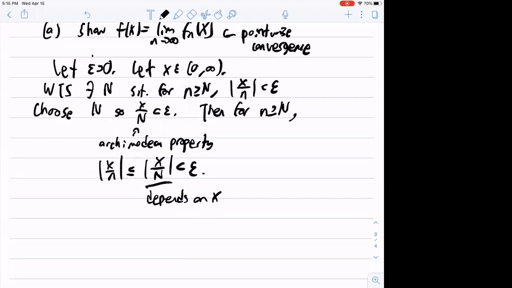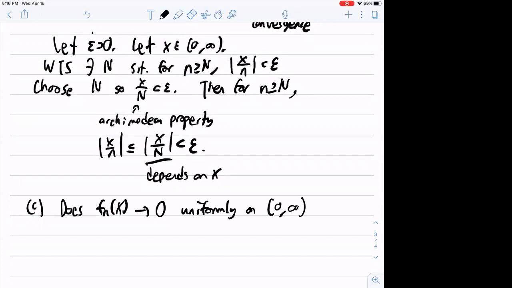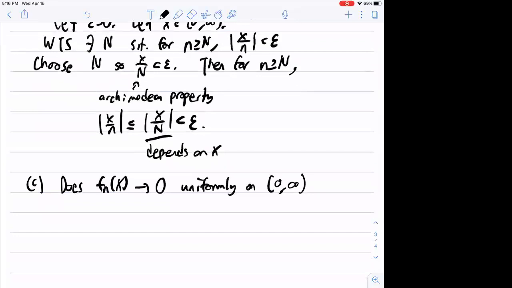Okay. So now let's go to uniform convergence. So how are we gonna do this? This is part C. I'm gonna skip part B first. So does f_n of x go to 0 uniformly on 0 to infinity? So let's assume it does.